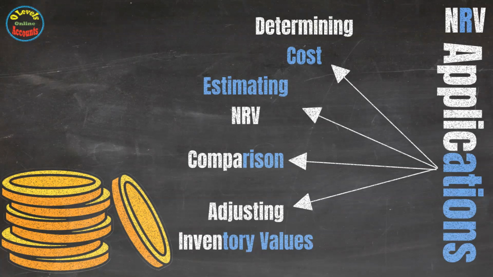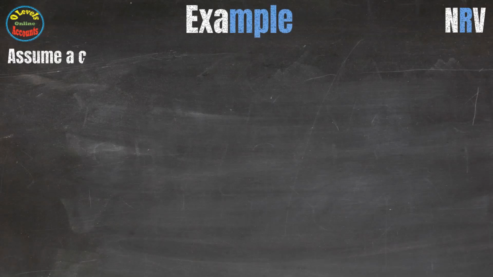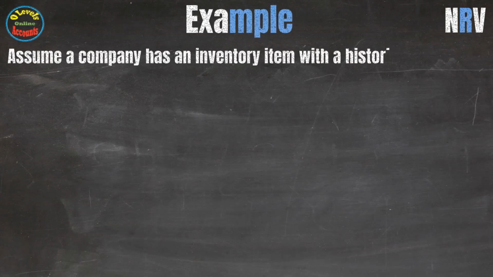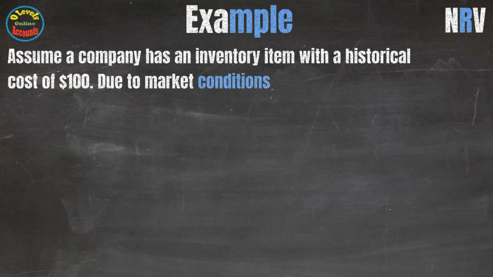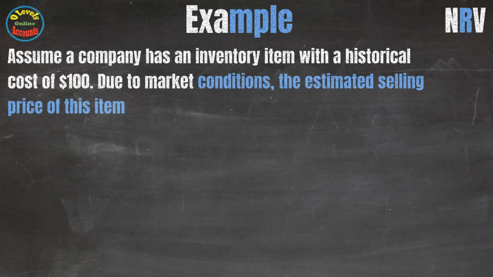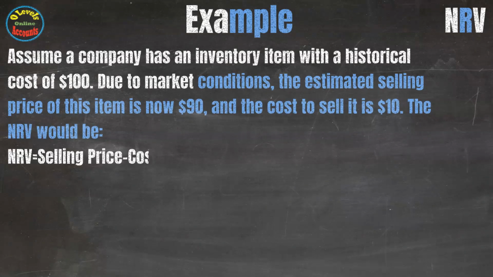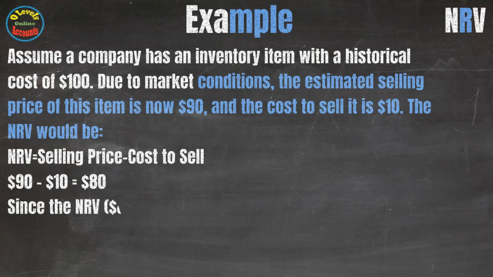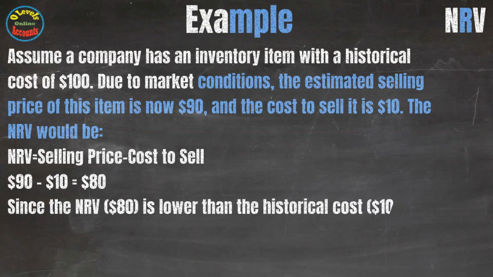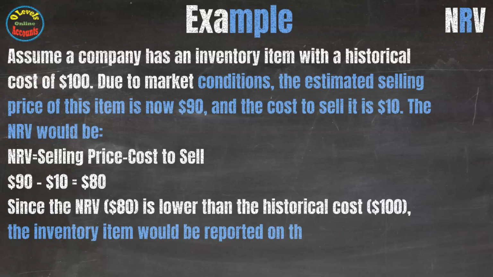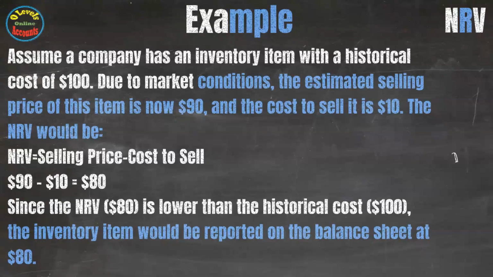Let's check its example. Assume a company has an inventory item with a historical cost of $100. Due to market conditions, the estimated selling price of this item is now $90, and the cost to sell it is $10. The net realizable value would be: net realizable value equals selling price minus cost to sell. $90 minus $10 equals $80. Since the net realizable value $80 is lower than the historical cost $100, the inventory item would be reported on the balance sheet at $80.